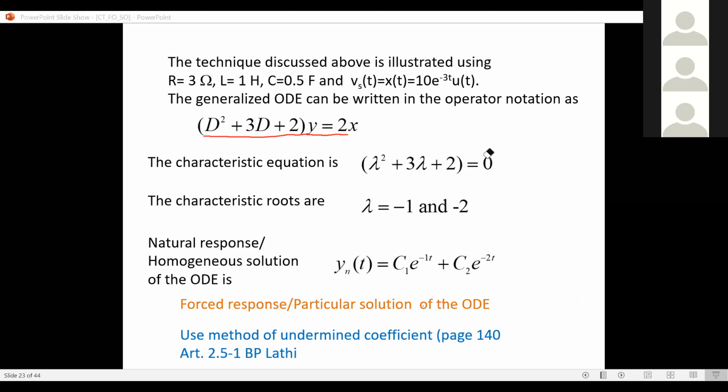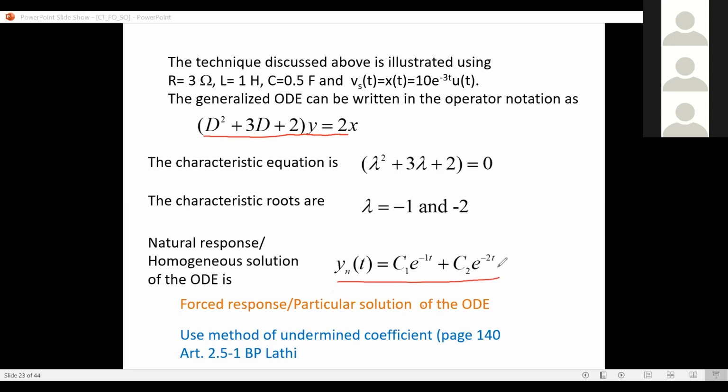They are distinct or unequal. They are real and unequal roots, but they are negative. If any one of these roots becomes positive, then your system will be unstable, because the term e to the power lambda t will grow with time. So for a stable system of this type, for these particular values of R, L and C, we are obtaining two roots. One is -1, another is -2. As a result, your natural solution or homogeneous solution will take this form.